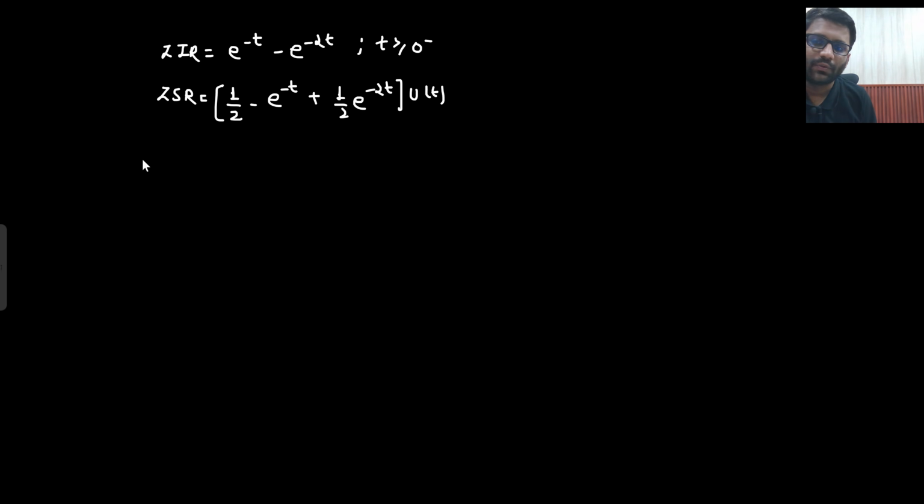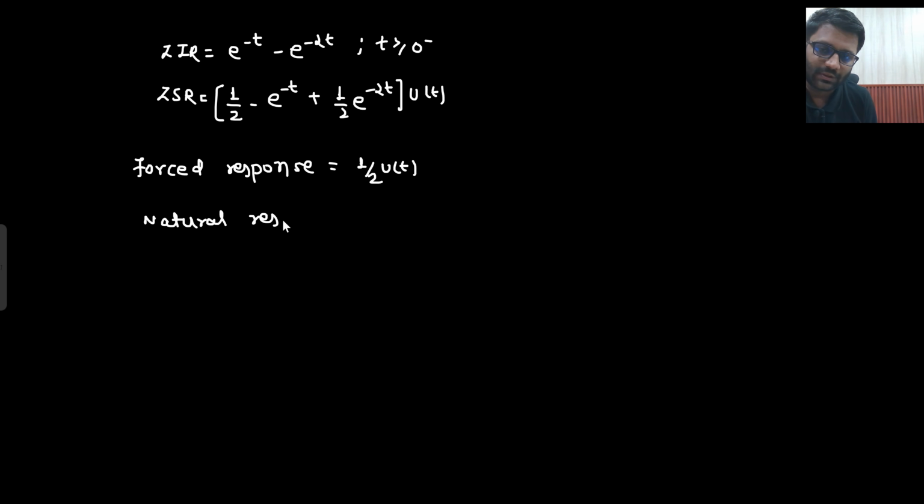So if someone asks you what is your forced response? If you have already found the zero input response and zero state response, then you would know that only this part will be remaining. So this part would be your forced response, and the rest of the part will be the natural response.